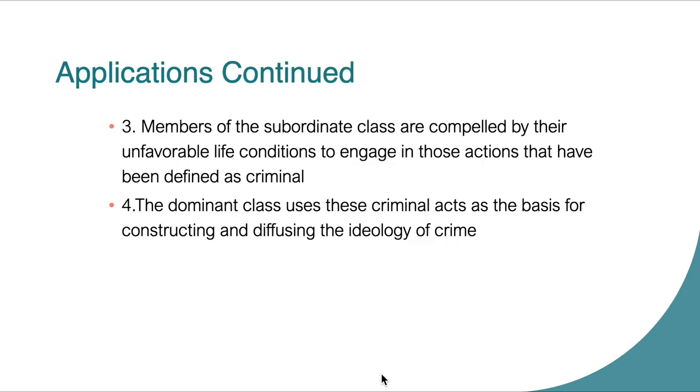Number 3 is members of the subordinate class are compelled by their unfavorable life conditions to engage in those actions that have been defined as criminal. So what this says is the poor are more likely to commit crimes because of the pressure that they feel in poverty, because of the living conditions that they are living in. They feel pressured to commit crimes to better their living situations.